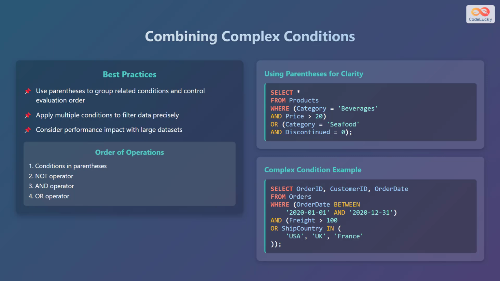Here is the order of operations. Conditions in parentheses are evaluated first, followed by the NOT operator, then the AND operator, and finally the OR operator. Let's look at some examples.